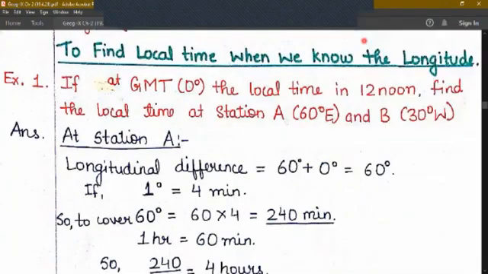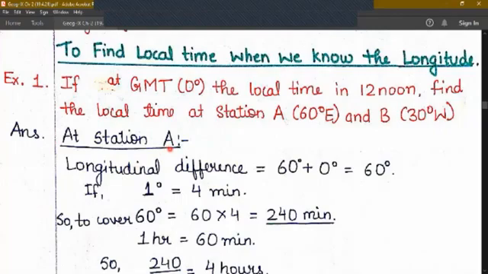Now children, let us practice a few more questions to find out local time when we know the longitude. So here is an example for you. If at GMT, Greenwich Meridian Time or the prime meridian, 0 degree, the local time is 12 noon, find the local time at station A at 60 degree east and station B at 30 degree west.